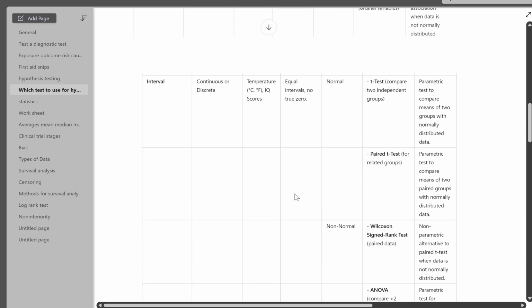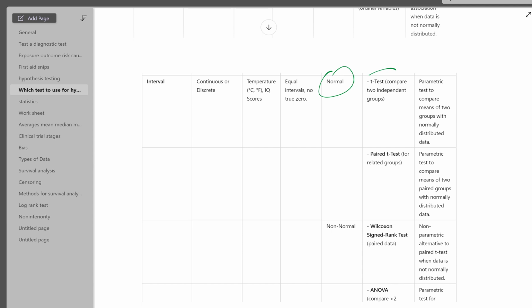So if there's a normal distribution of data, we would use the t-test. We'd use the paired t-test for related groups. Now, what is a related and unrelated group? This is another big headache.